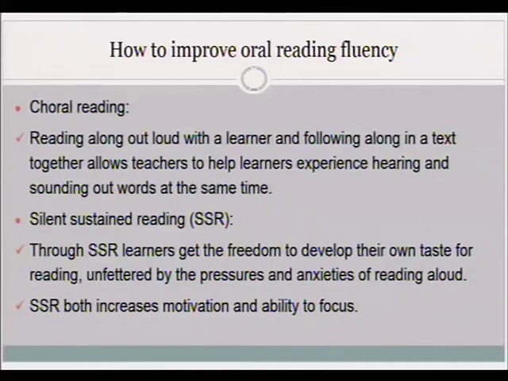Silent sustained reading. Through SSR, learners get the freedom to develop their own taste for reading, so they can choose what they want to read, unfettered by the pressures and anxieties of reading aloud. So nobody's listening to them. They can do it silently. SSR both increases motivation and ability to focus. So they read on their own. They are motivated to read, but also they know that they've got to read, so they will focus on the text.